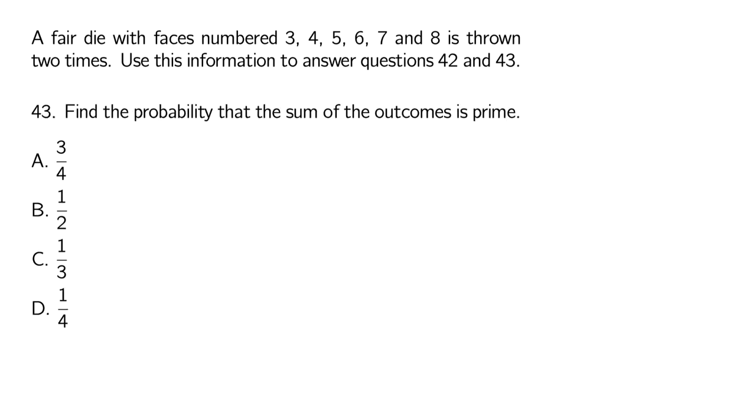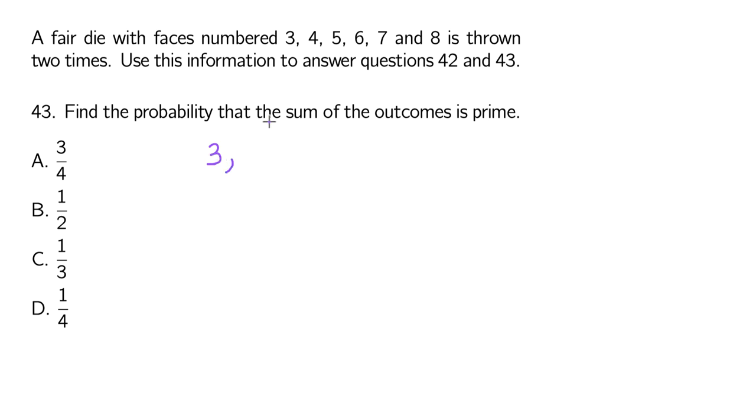The next problem is 43, and we have the same preamble. It says that, again, a die with these faces is thrown 2 times, and we're supposed to use that information to answer question 43. It says, find the probability that the sum of the outcomes is prime. Now, to get a prime number, let's run through the options to see which of them give us prime numbers. Let's start with 3.